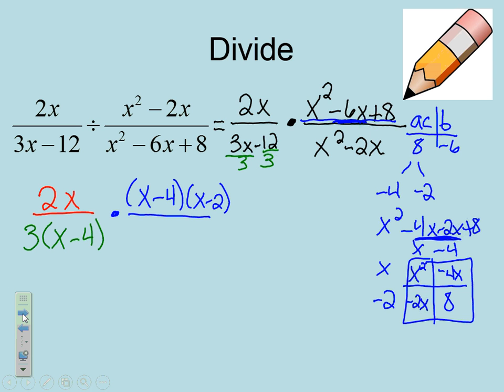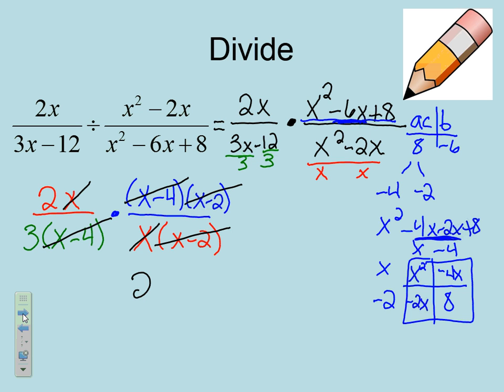On the bottom now for this one, all I can do is take out a greatest common factor. So I'm going to get x out of each of those. So I'm left with x minus 2. Now we can go through, remember we're going to cancel these, they have to be the same. So 2/3 can't cancel, so I'm going to leave this. I have an x on the top and the bottom, so I can cancel those out. I have an x minus 4 on the top and the bottom, so those can go. And I have an x minus 2 on the top and the bottom, so those can go. Now all I'm left with is 2/3.